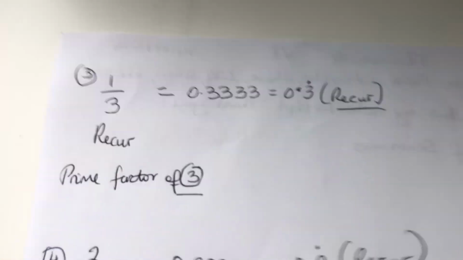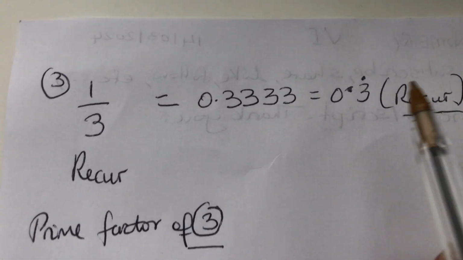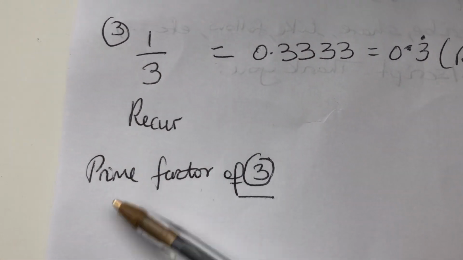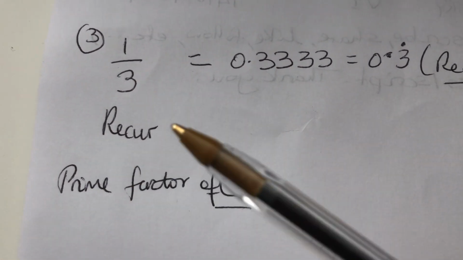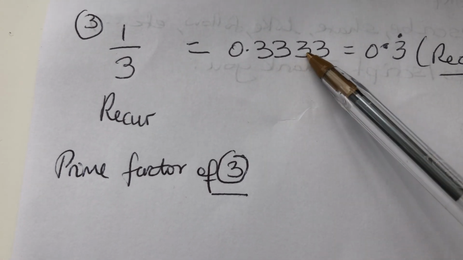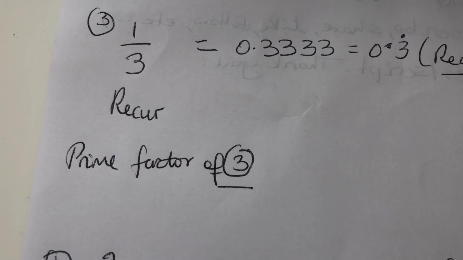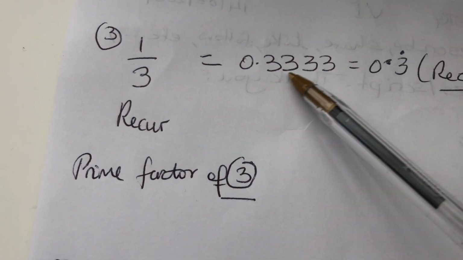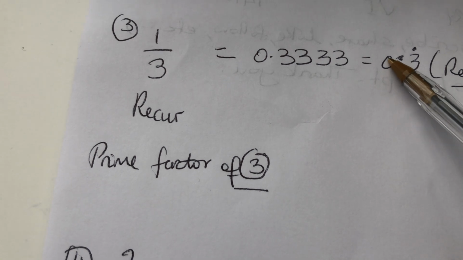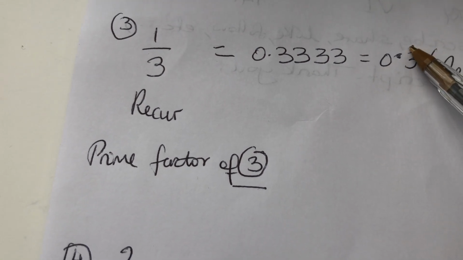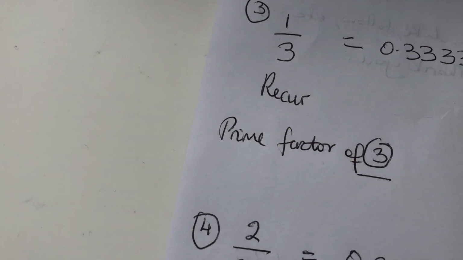Now 1/3. Because you have a prime factor of 3, it's going to recur. So you get 0.333333, on and on and on. Another way to shorten it is to write 0.3 and put the dot on the 3. That is, the 3 recurs.